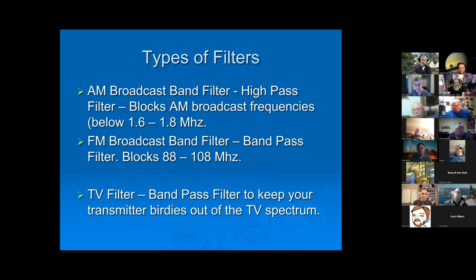It can bounce off of metal buildings. It can be re-rectified off of buildings that maybe have aluminum siding and stuff like that, and that stuff can end up getting into the 160 meter band. So typically, what you do is buy an AM broadcast filter, and that will take out that AM band. It'll block everything from 550 kilohertz all the way up to 1.6 to 1.8.